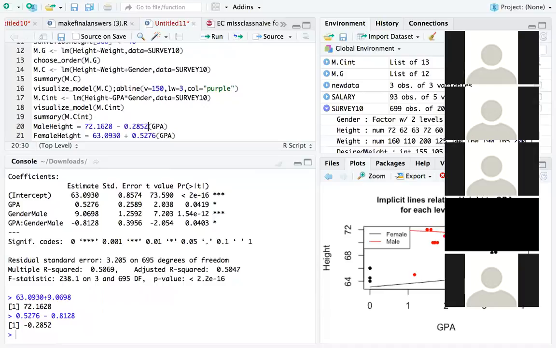For those doing some of the take-home, the female line has a stronger relationship here. Does that make sense why female has a stronger relationship? Because it's more sloped. It's a little hard to tell in the graphic, but the coefficients give it away. The coefficient of GPA for female is stronger, a stronger slope to the line. So it's a stronger relationship.